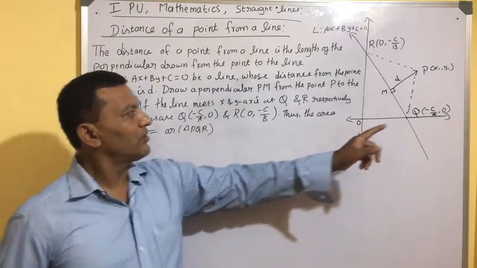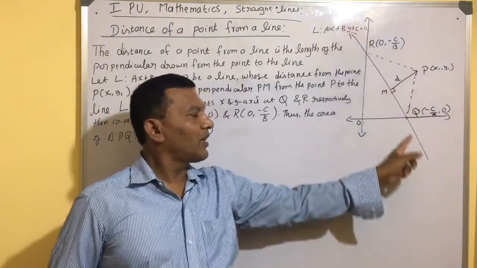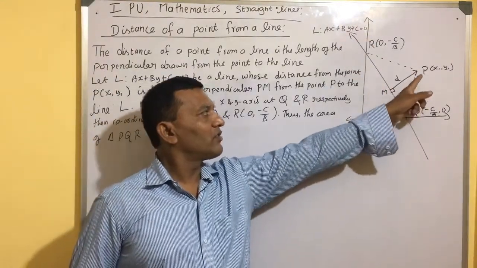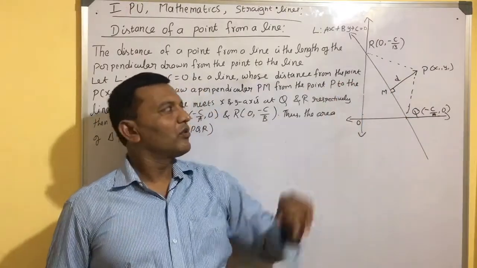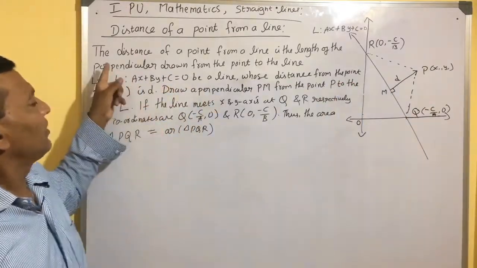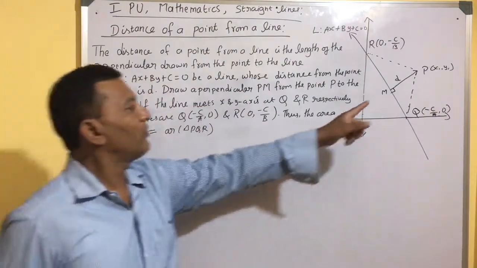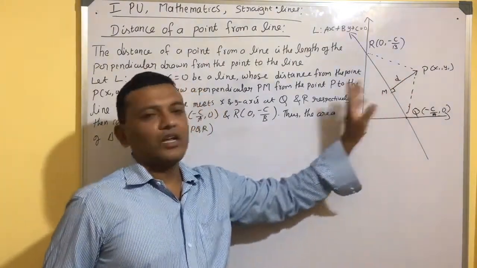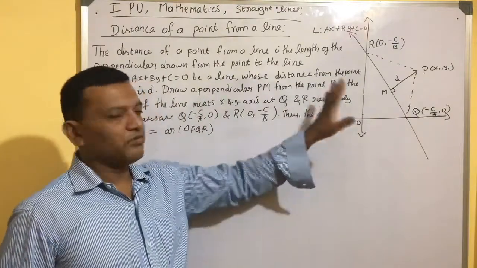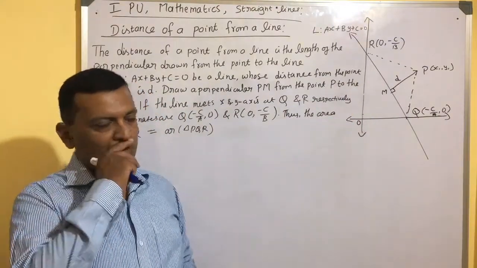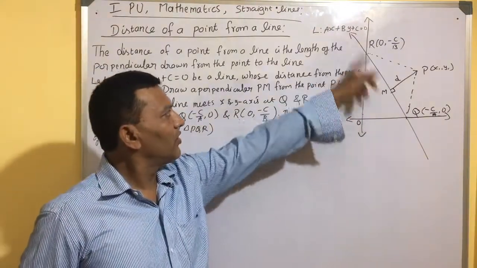Now in this diagram you can see there is a point P and there is a line L. We are finding the distance of a point from a line. The distance of a point from a line is the length of the perpendicular drawn from point P to the line. Okay, this is the basic one. Then how is the derivation done? First you draw the x and y axes and draw a line L.